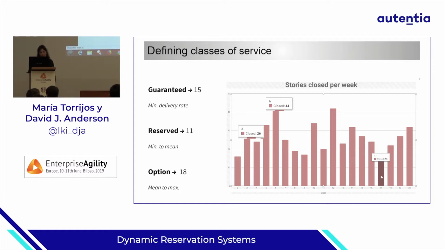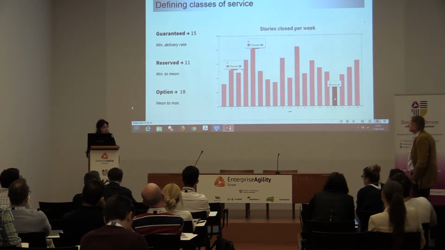What we have calculated is the number of tickets, based on our throughput, that we can deliver for sure. It's 15 in that case. The guaranteed ones, number of stories per week, is 15. The reserve, which means from the minimum to the mean, the average number of tickets we are able to deliver, it's 11. And the option, the ones that are less probable to happen, are from the mean to the maximum number of tickets. In that case, from 26 to 44, we have the 18. Okay? Do you follow me?